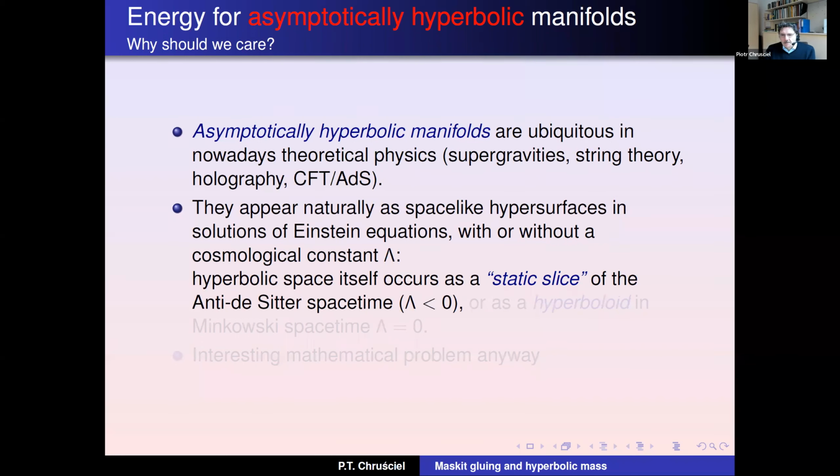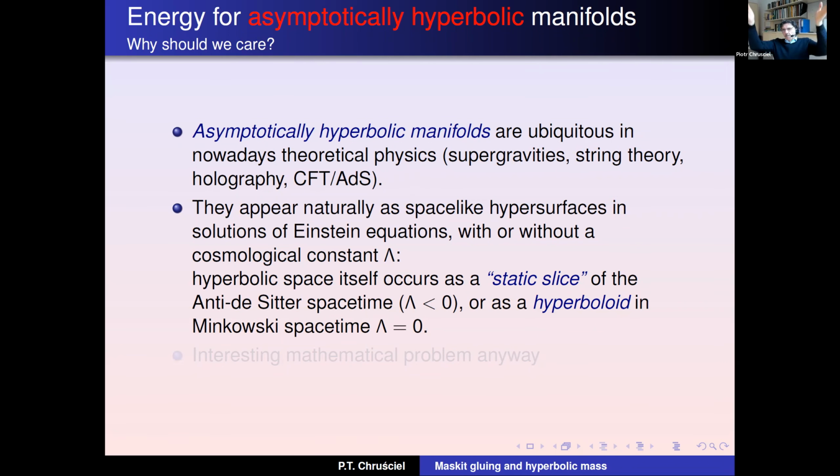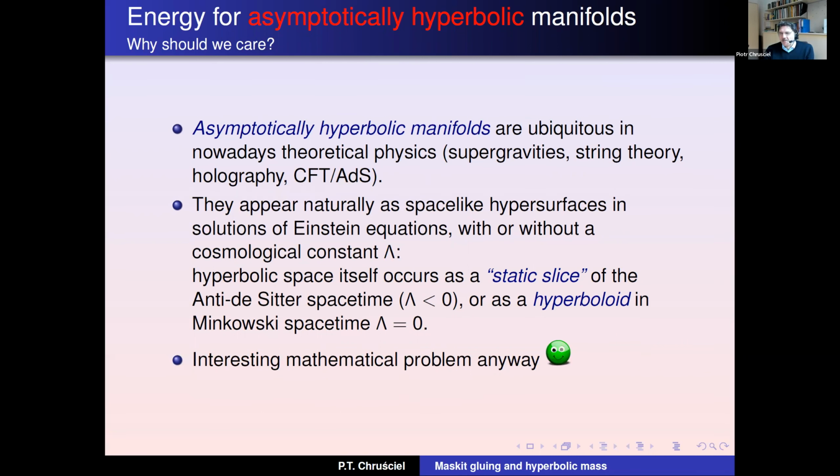So in anti-de Sitter space-time, if you take the standard static slices t equals 0, then the metric on it is exactly hyperbolic space. In Minkowski space-time, you can take a hyperboloid, and the metric on a hyperboloid in Minkowski space-time is exactly hyperbolic space. So even if you don't care about these other fancy theories, they occur naturally in natural classes of solutions of Einstein equations. And this is an interesting mathematical problem anyway, so that's good enough for me as a justification.